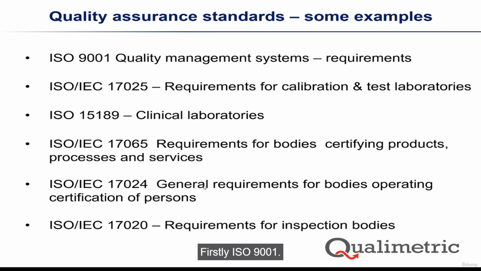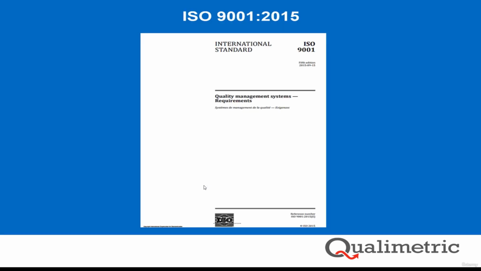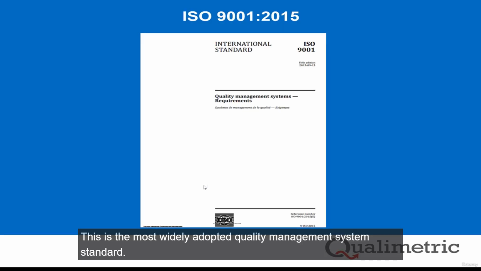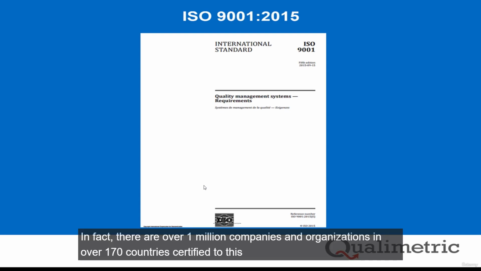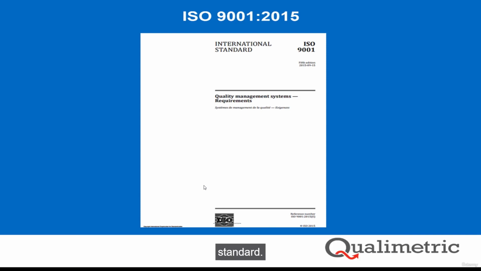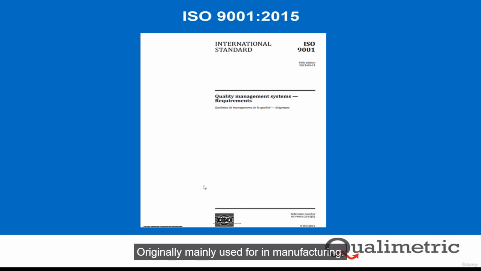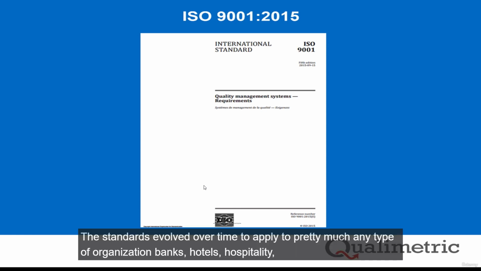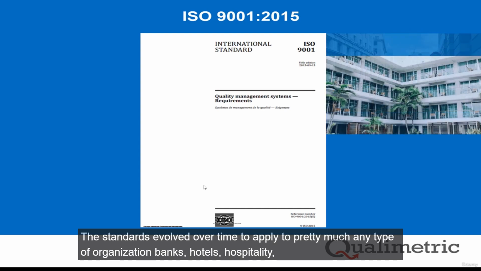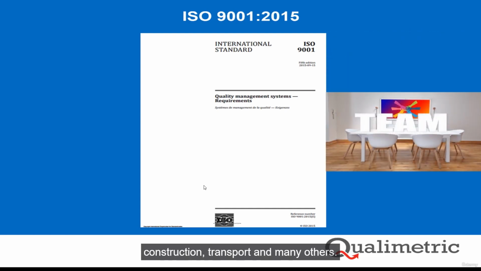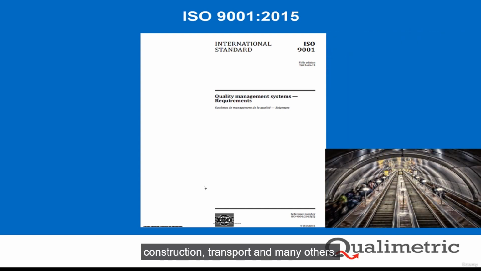Firstly, ISO 9001. This is the most widely adopted quality management system standard. In fact, there are over 1 million companies and organisations in over 170 countries certified to this standard. Originally mainly used in manufacturing, the standard has evolved over time to apply to pretty much any type of organisation: banks, hotels, hospitality, construction, transport and many others.